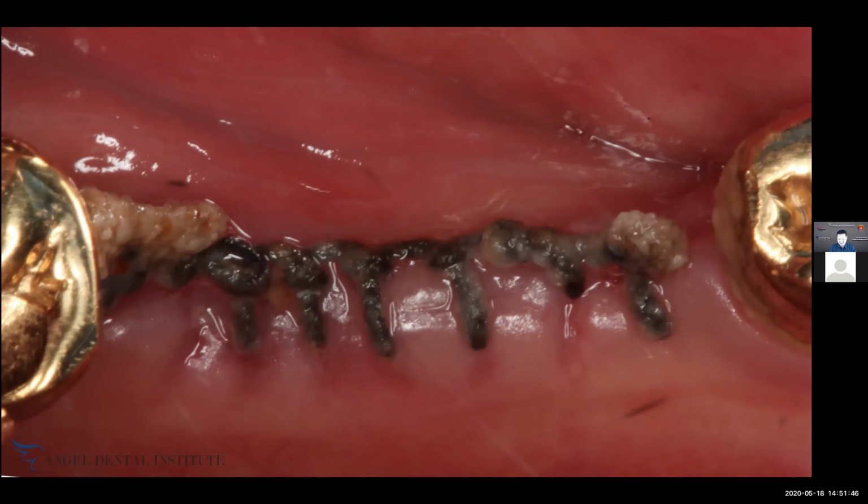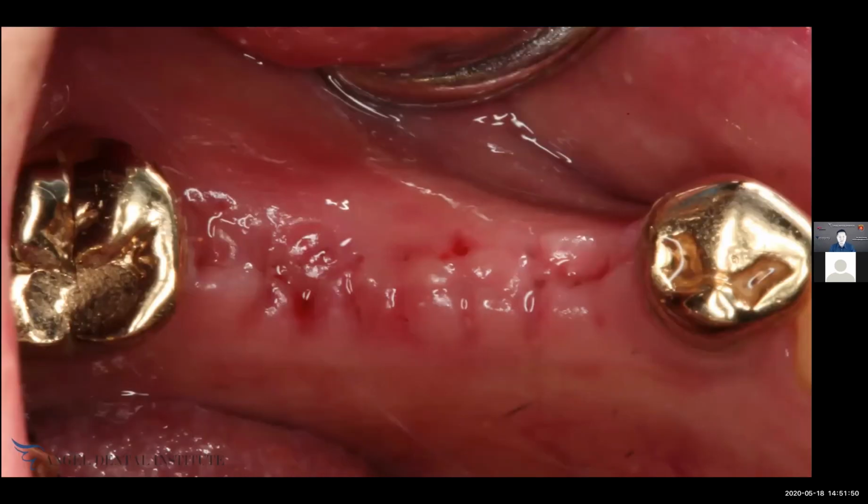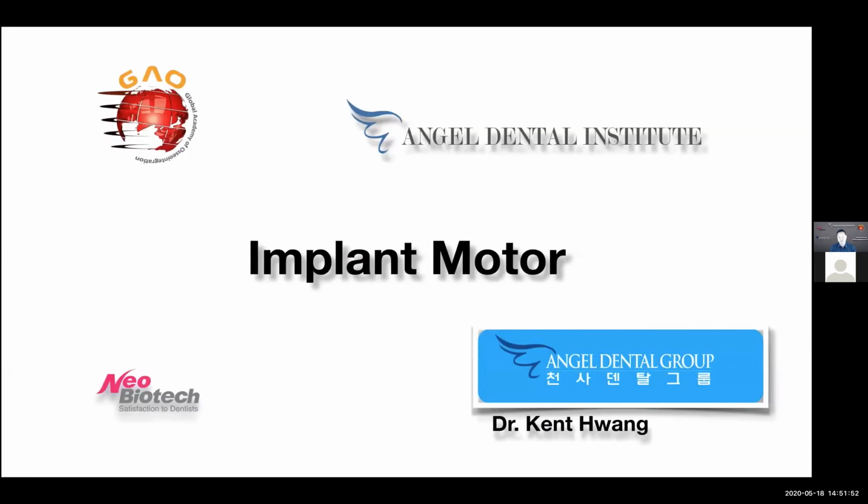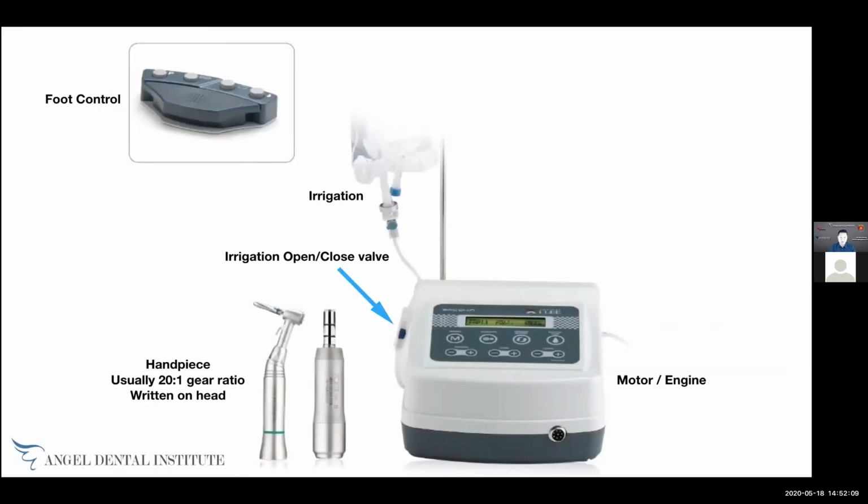You don't want this to stay in there for too long. So 2 weeks later, I just removed it. The tissue looks fine. That's it. The surgical procedure there usually takes about 15 minutes for 2 implants for me, or less. So let's go over the implant motor real quick. This is a typical implant motor.